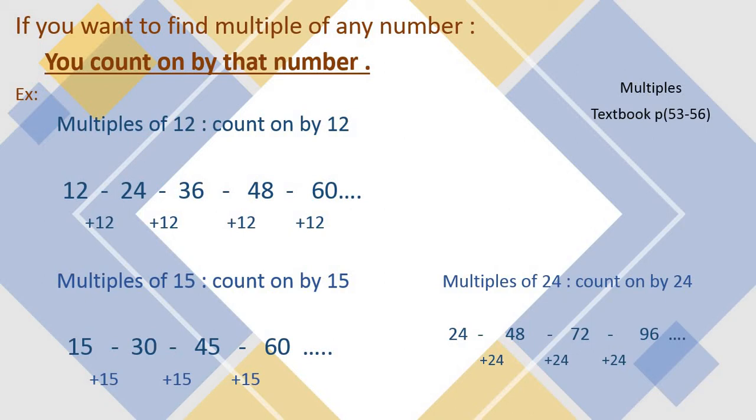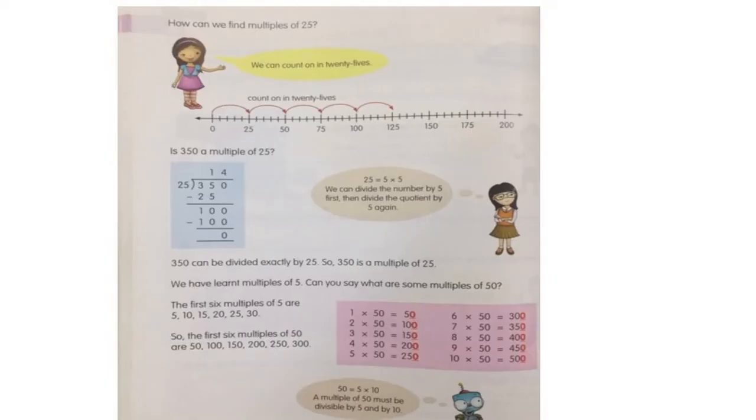Okay, perfect. Now look at your textbook. It's page 54. Page 54. I have here, how can we find the multiples of 25? I want you to start with this one.